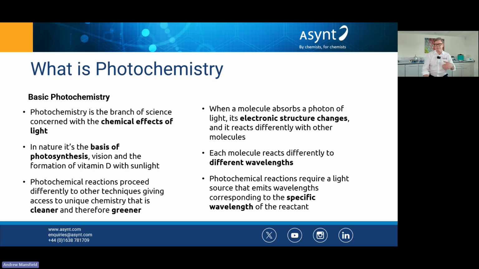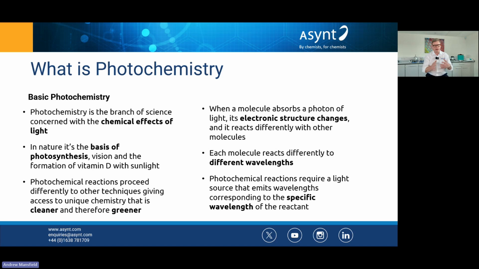Photochemical reactions proceed differently from those other techniques and give us access to some unique chemistry. And as we're using photons as a reagent, it's cleaner and therefore a greener method as well. And we'll cover some of that as we progress.